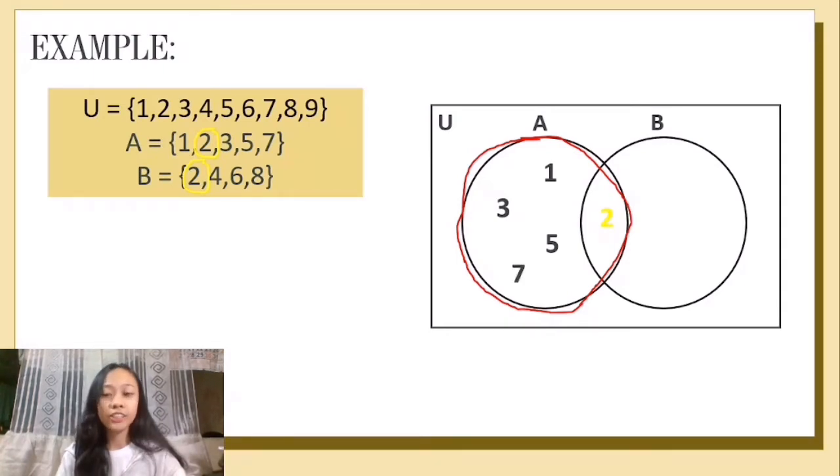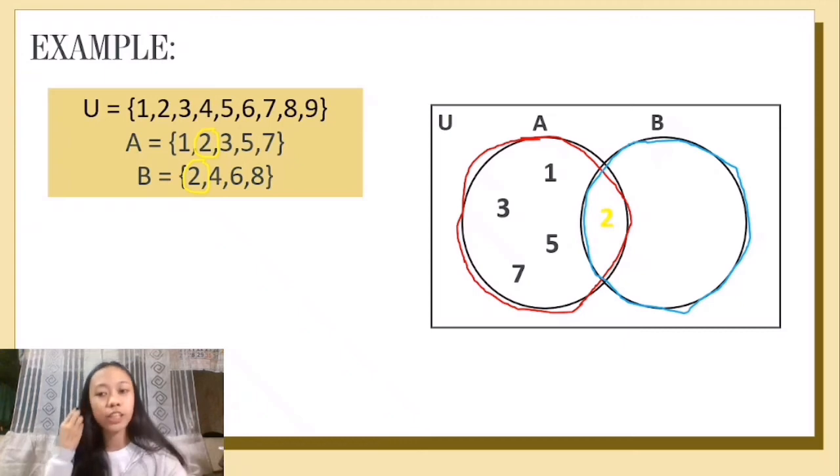Naintindihan? Okay, so next po is, let us complete the elements in set B. From the given, we have elements 2, 4, 6, and 8. So ayan po yun. This part is for set B.